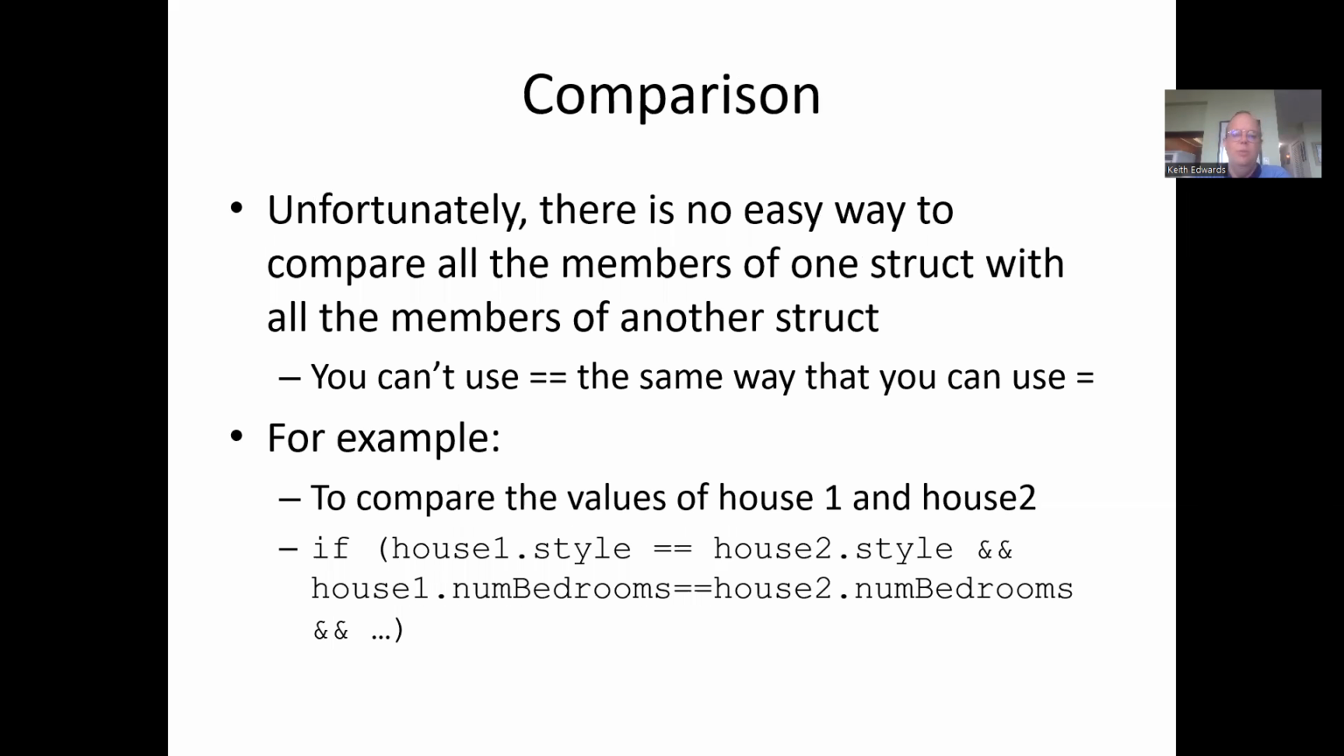Unfortunately, there's no easy way to compare all the members of one struct with all the members of another. You can't use equal with the struct type. So what you would have to do is compare all the individual components, but that makes for some mighty long if statements. So it might be best to overload that operator. I don't think we've gotten into how to do that, but it'll be a handy thing that we'll see a little bit later on in CS150.